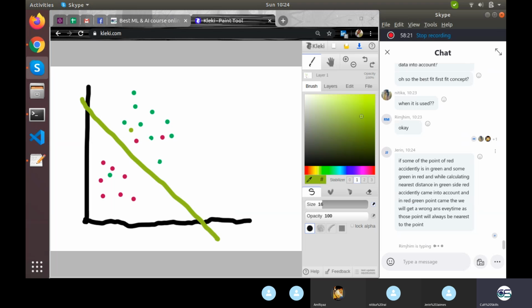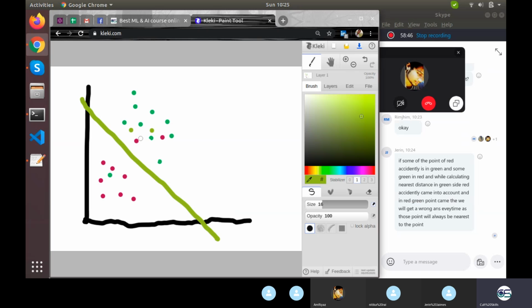If some of the red points accidentally are in green and some of the green are in red, while calculating the nearest distance on the green side, red accidentally came into account. Yes, exactly. There will only be a few limitations, right? So you have two pink points on the green part. If you take a green value here and say, okay, this is the first point, this is the second, this is the third, this is the fourth, and this is the fifth, then out of five, only two are pink and the rest of three are green. Again, this is a green point, but with lesser confidence.